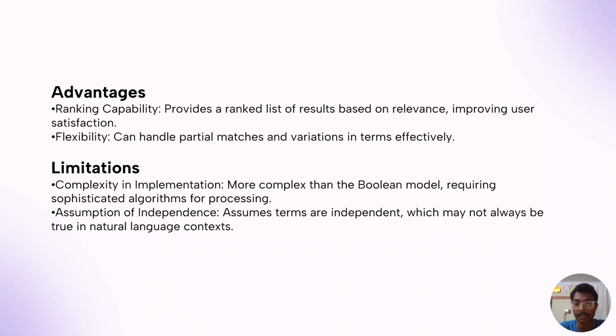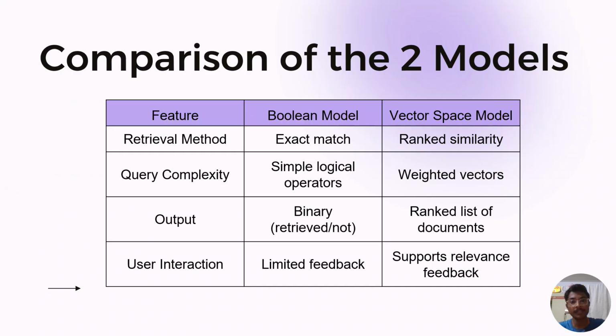Then there is the assumption of independence. It assumes terms are independent, which may not always be true in a natural language context. Now let's have a small comparison between the two models. When it comes to retrieval method, the Boolean model uses an exact match, and the vector space model uses ranked similarity. We look for similarities in order to retrieve results for your search query.